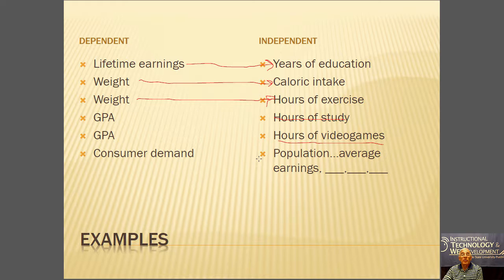This course is all about predicting consumer demand, and some of the things that are typically involved with predicting consumer demand is population or population growth, or average earnings rising or falling, is GDP growing, or are we heading into a recession, and many, many other independent variables will have an impact on consumer demand.